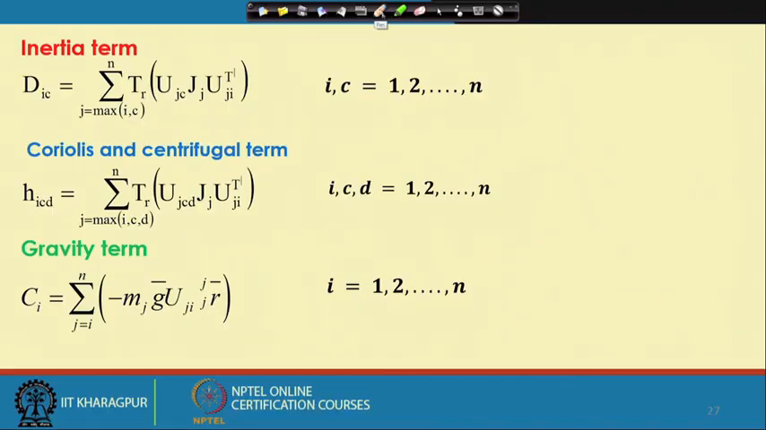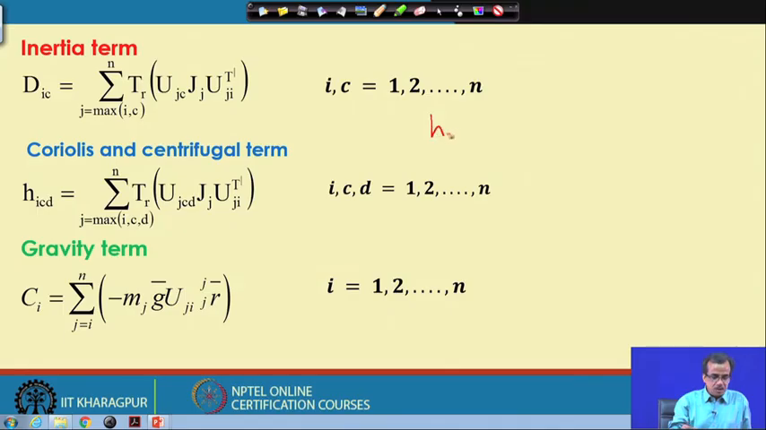Now I will try to derive the expression for the other h terms, that is h 211. For this h 211, i equals 2, and c and d are both equal to 1. So j equals the maximum between 212 and 211. So this is 2 to 2, so there will be only one term.